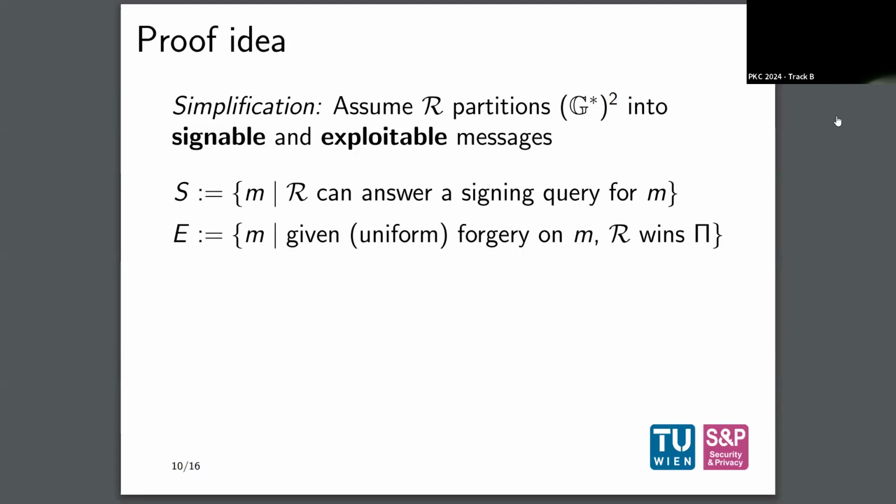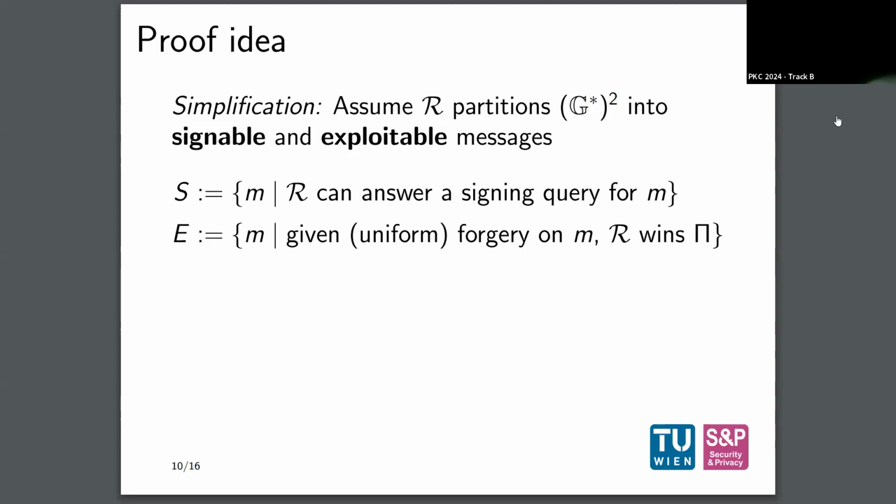And the second set is the set of exploitable messages, so set E. That is the set of messages where, whenever the reduction gets a forgery on that message, it can win pi. Then it can solve the underlying problem. For the sake of this, we assume that the whole message space is partitioned into either S or E.